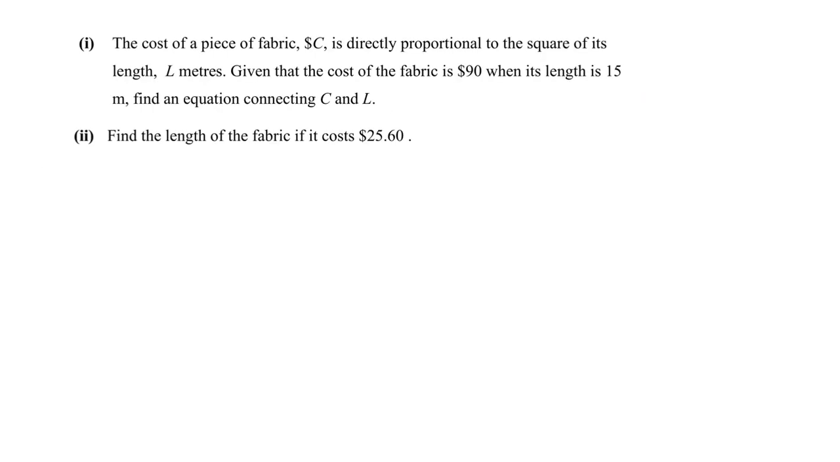Hello everyone, welcome to this question where we are given the following. C, which is the cost of a fabric, is directly proportional to the square of its length. So in this case, it's actually L square. Okay, so for part 1, since they are directly proportional, do take note, this is the general equation that we are going to make use of. We use the letter K, constant K, multiplied by L square.